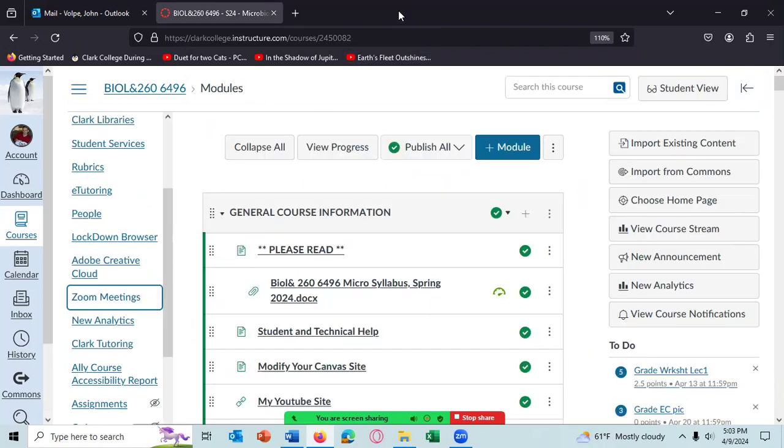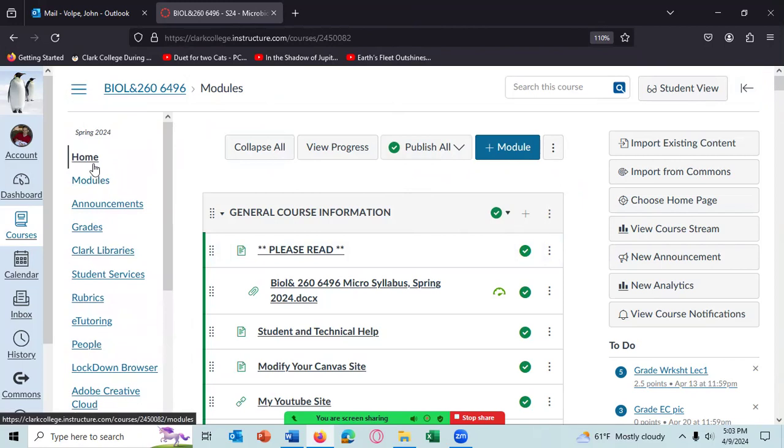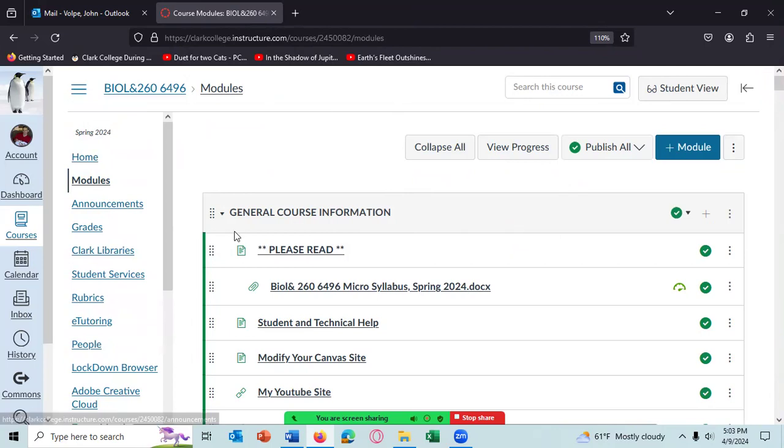Let me first begin to talk about the class. If you do look at the class, there's a lot up. This is the general page, which you get from home or modules. I've got a note there you should read. There's a link to the syllabus. We'll talk about that in just a few minutes.